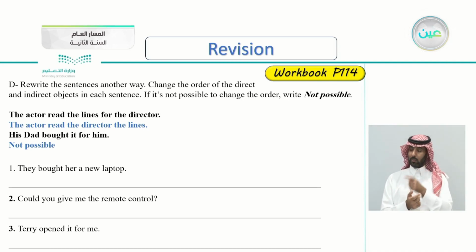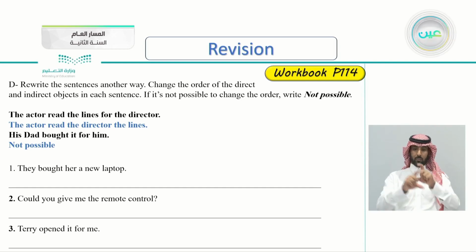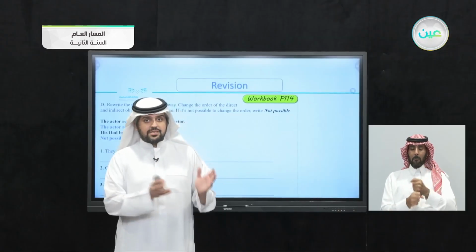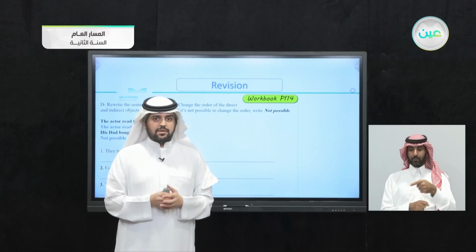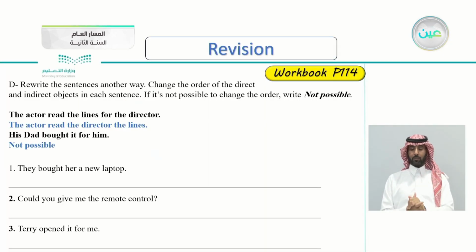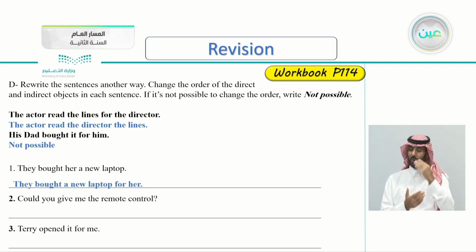They bought her a new laptop. So how do we change this? Change the order of the direct and indirect object here. And remember, if it's not possible, just say not possible. So how do we change it? They bought a new laptop for her. They bought a new laptop, which is the direct object here. For her, her here is the indirect object.